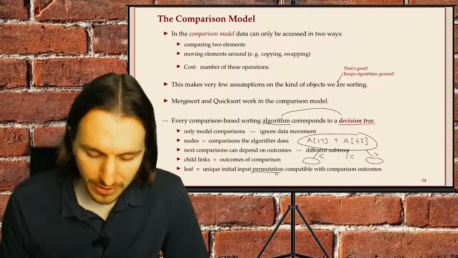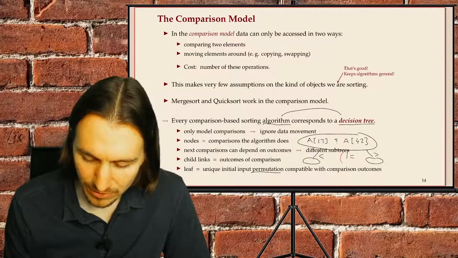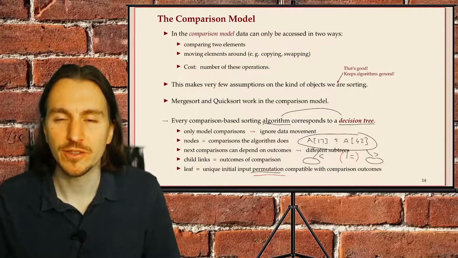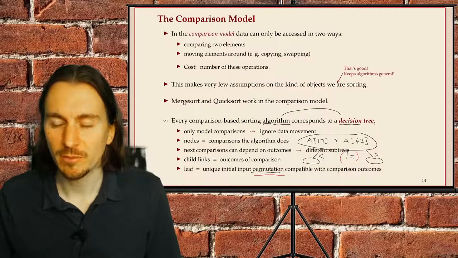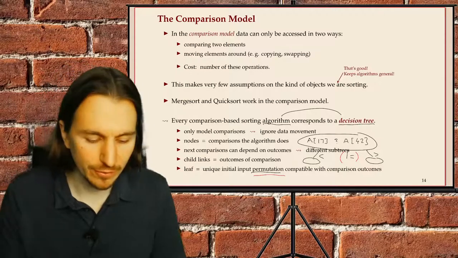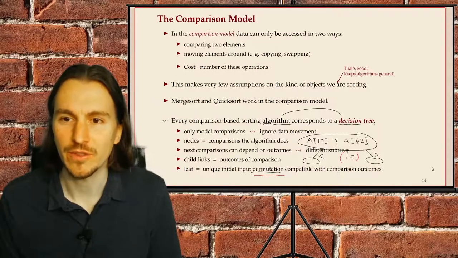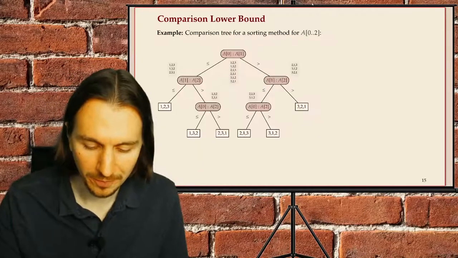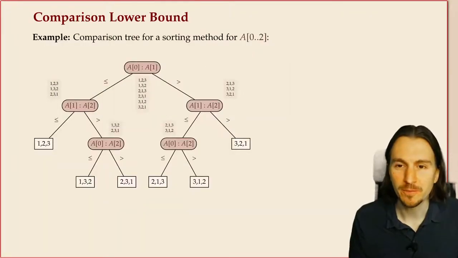If you restrict yourself to permutations, that implicitly means we will never use this equal branch, because permutations imply that all elements are distinct. That's a minor assumption here that makes life a little cleaner, but it's not a vital restriction. You can extend the comparison model to handle these cases as well. So here's an example of a comparison tree.